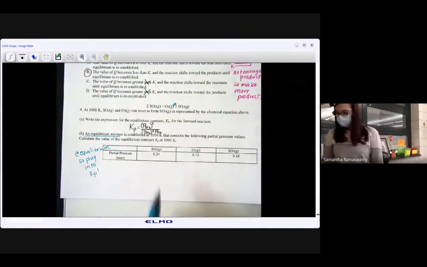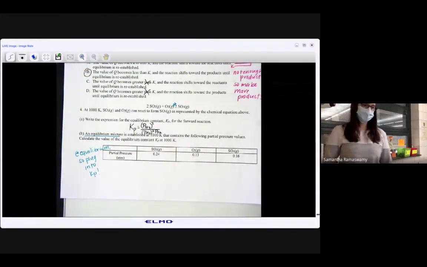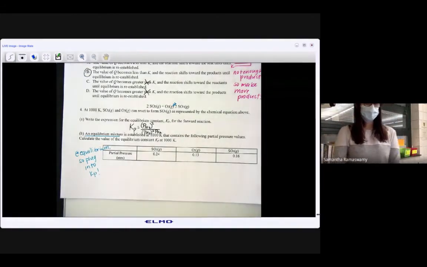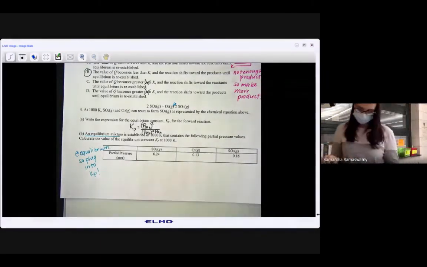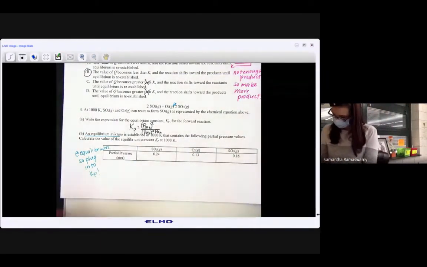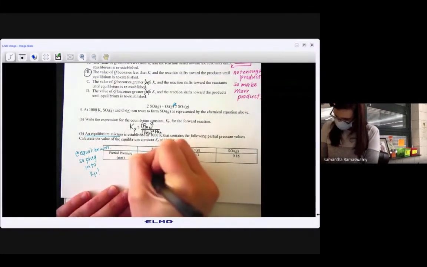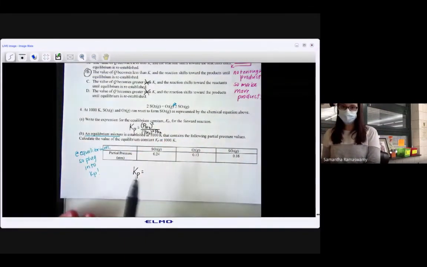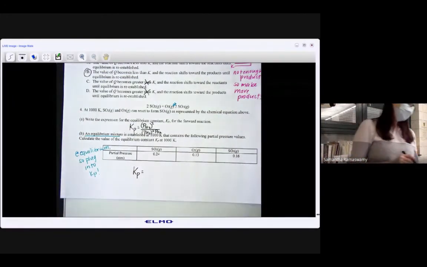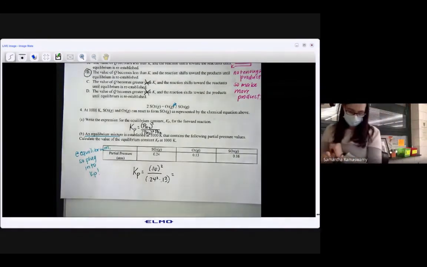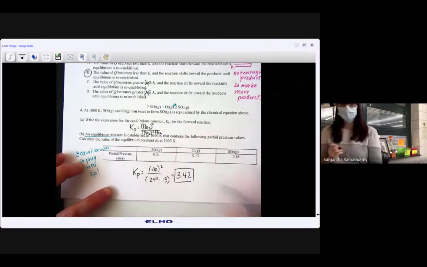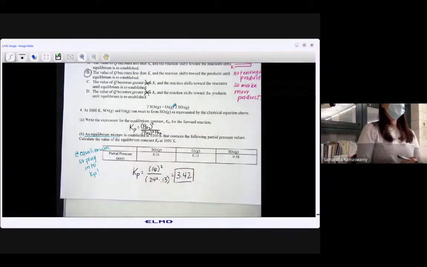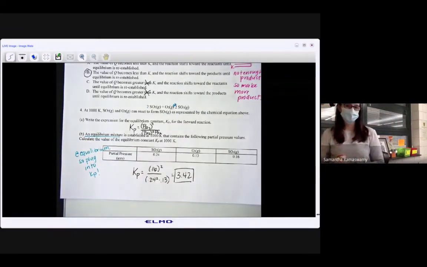So take these pressures and your Kp expression and see what you get for Kp. Again, the reason that we can plug these partial pressures directly in is because it says an equilibrium mixture. It's already at equilibrium. So I got 3.42. I did 0.16 squared divided by the quantity, 0.24 squared times 0.13.